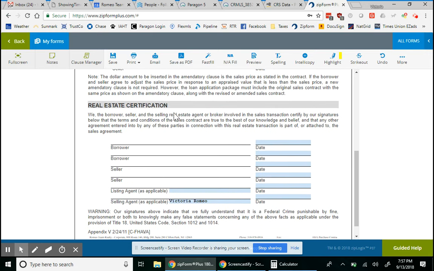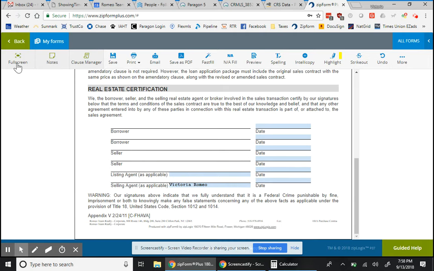Last paragraph is a real estate certification saying that everything in all the contracts is true to the best of everybody's knowledge, and you as the real estate agent need to sign that as well. Okay? Can you say that one more time? The real estate certification says that everything written in the contracts is true and valid to the best of our knowledge. So both agents will sign that. Okay?